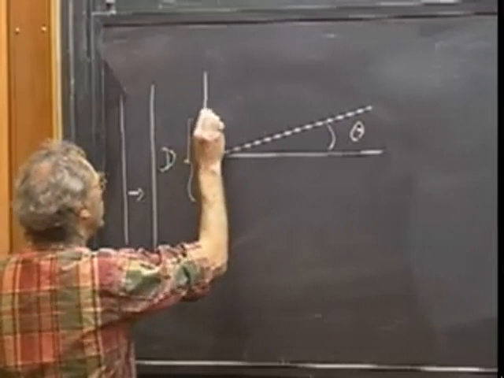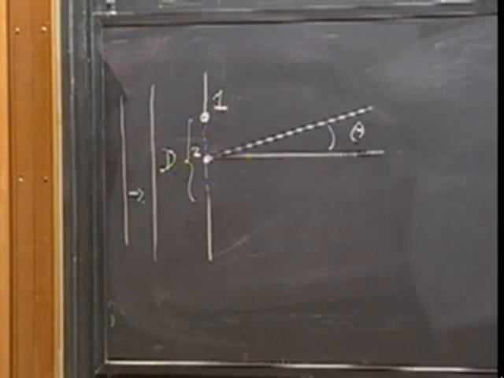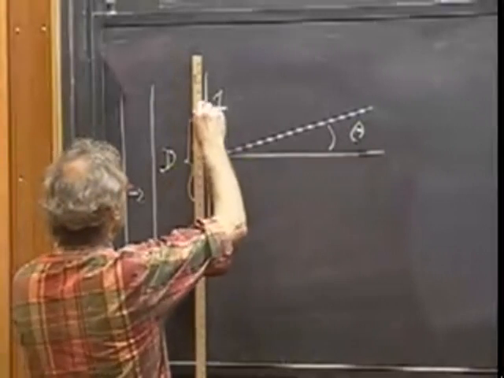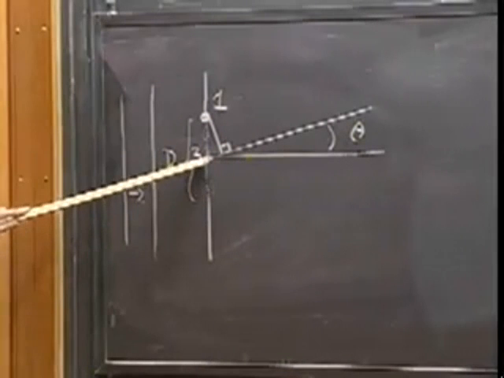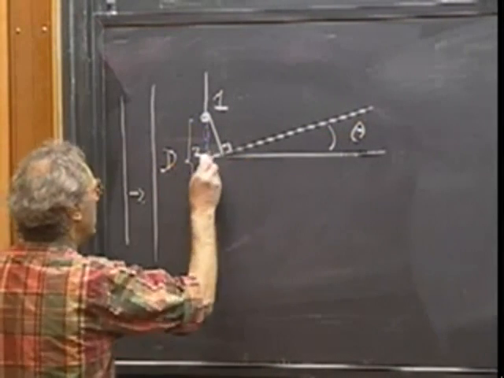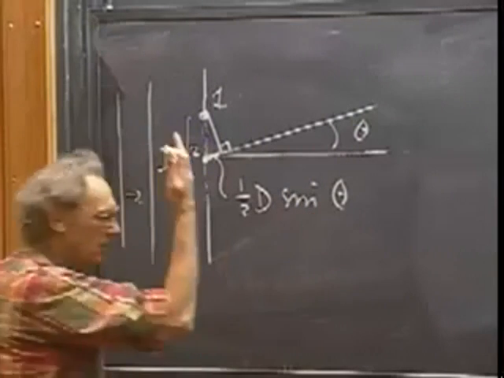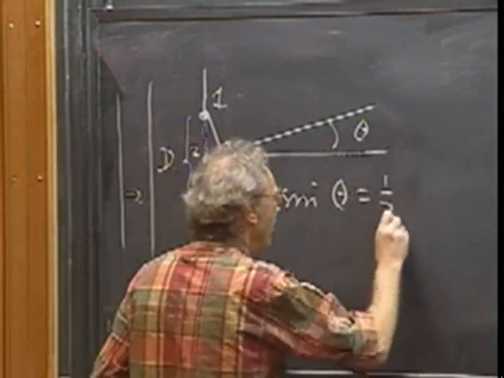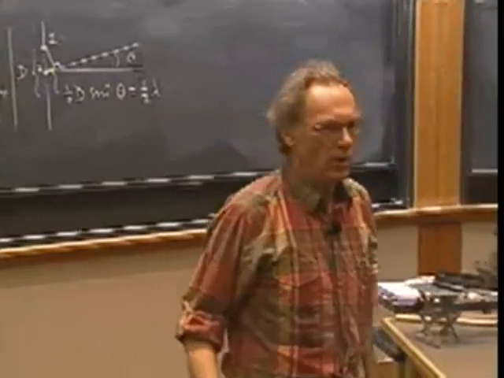And I pick this one at the top, number 1. And I pick this one, number 2, right in the middle. You will see why I do that. So now I can calculate what the path difference is between the Huygens source right in the middle and the Huygens source right in the top. Well, this path difference here is clearly 1/2 d times the sine of theta. We did that before. If I make that 1/2 lambda, I claim that in that direction there will be darkness.